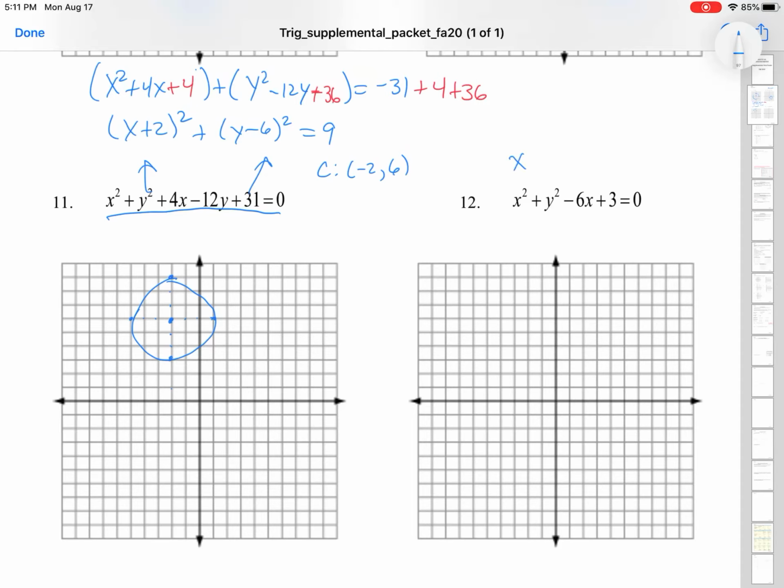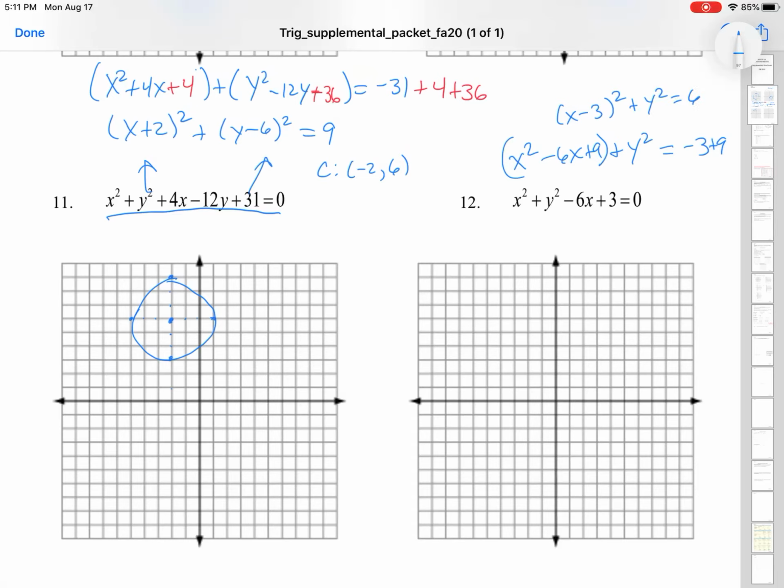Don't do anything weird. Get your x's together. Put them in parentheses if there's more than one. Get your y's together. There's only one. And boot everything else over. And then we're going to take half of the middle coefficient. Half of 6 is 3, squared is 9. And we're going to add 9 to both sides. And we're going to get an x minus 3 squared plus y squared is equal to 6.